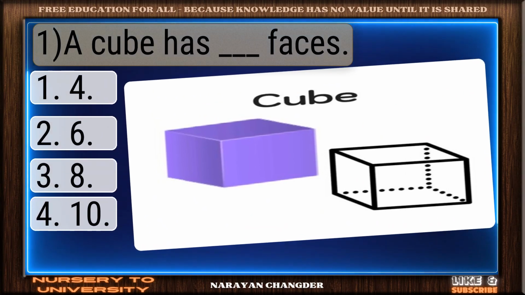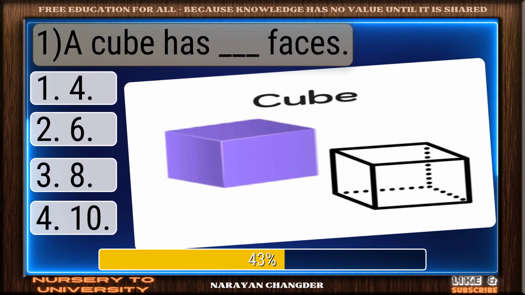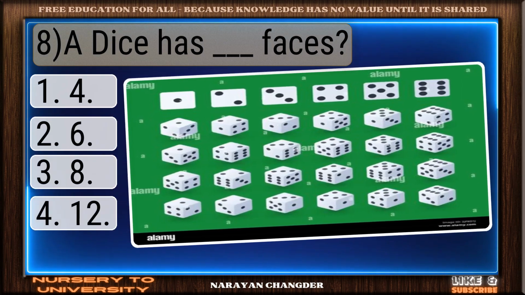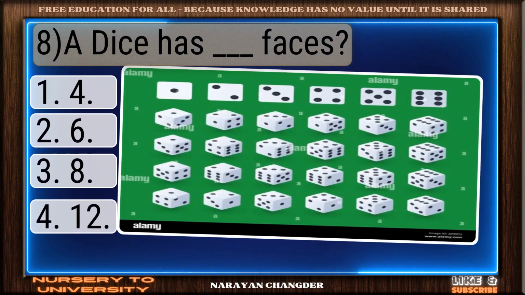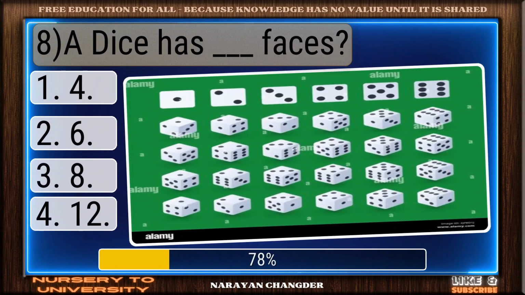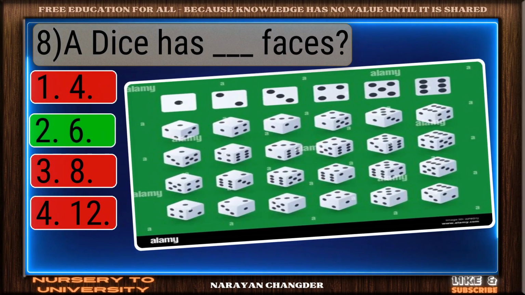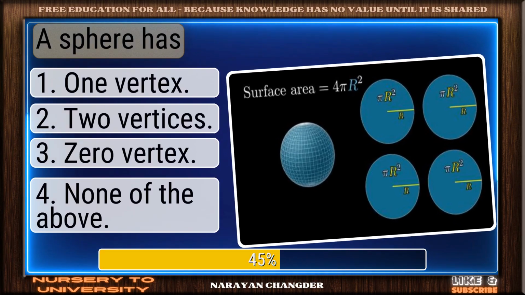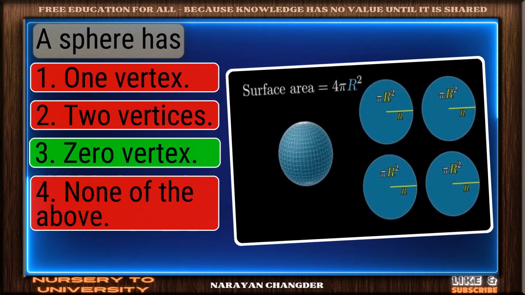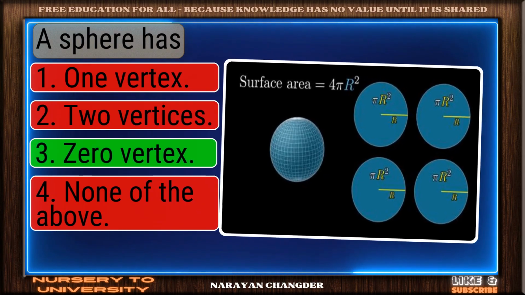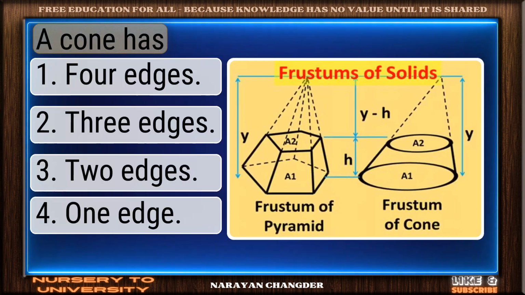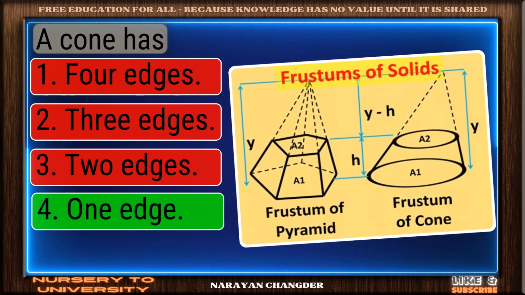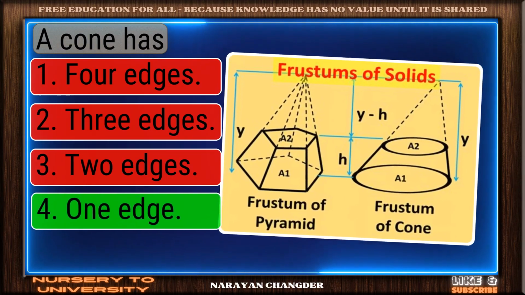1. A cube has dash faces. Valid point. 6. 8. A dice has dash faces. Well picked. 6 is the correct answer. A sphere has. Excellent choice. 0 vertex is the right answer. A cone has. You chose 1 edge, and it is correct.